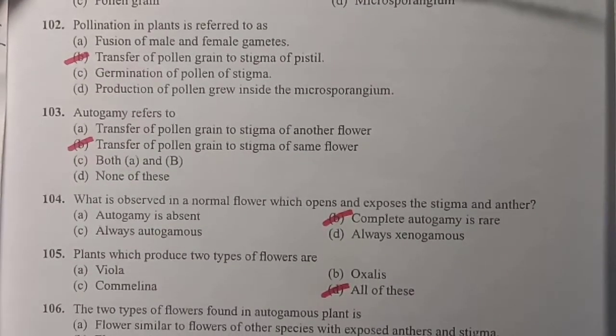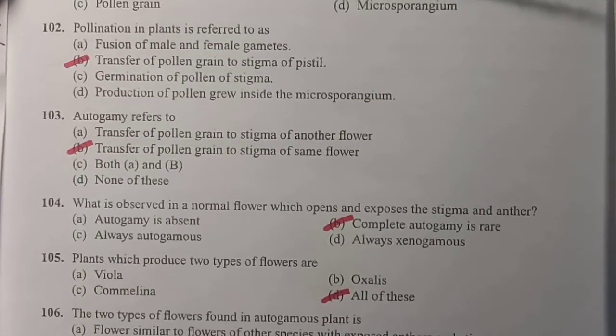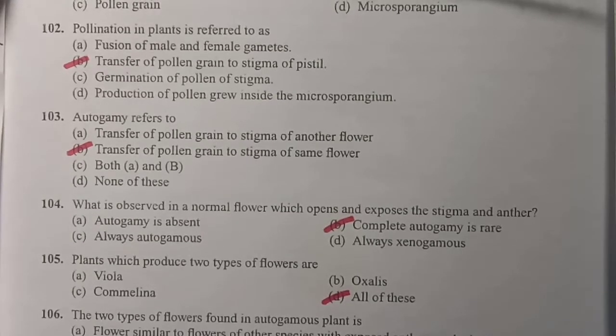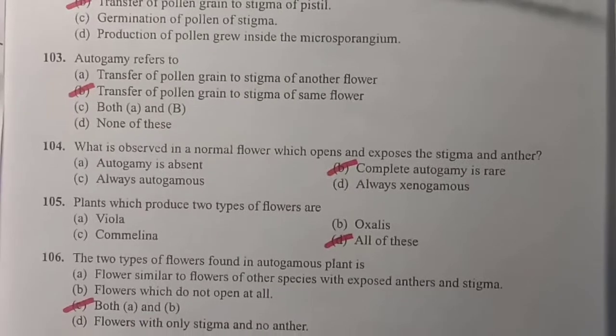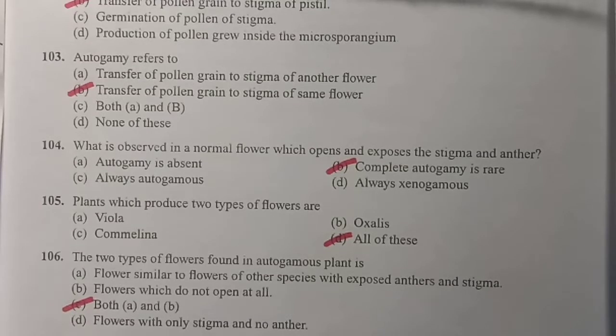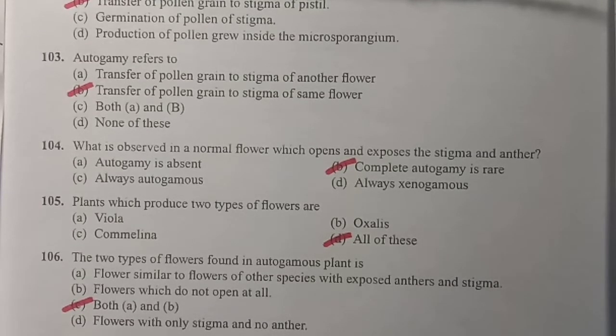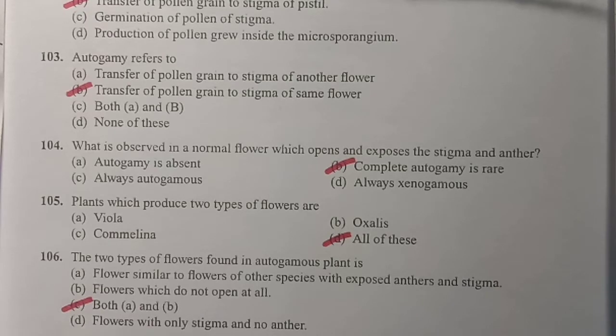And next question, pollination in plants is referred to as? What do you mean by pollination? It is the transfer of pollen grains from anther to stigma of the pistil. So pollination can be defined as option B, the transfer of pollen grains from anther to stigma of the pistil. Next question, autogamy refers to? You know that in pollination there are different types, self-pollination and cross-pollination. Autogamy refers to the transfer of pollen grains from anther to stigma of the same flower. Within a single flower, the pollen grains have to fall on the stigma of the same flower. That condition is called autogamy.